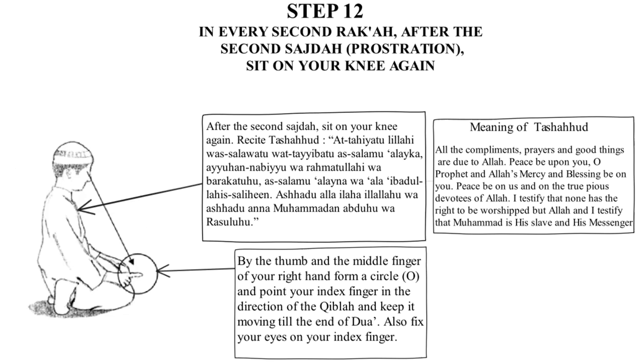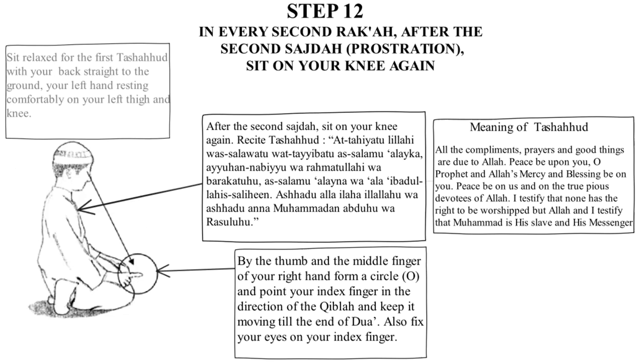With the thumb and the middle finger of your right hand form a circle, O, and point your index finger in the direction of the Qibla and keep it moving till the end of dua. Also fix your eyes on your index finger. Sit relaxed for the first tashahhud with your back straight to the ground, your left hand resting comfortably on your left thigh and knee.